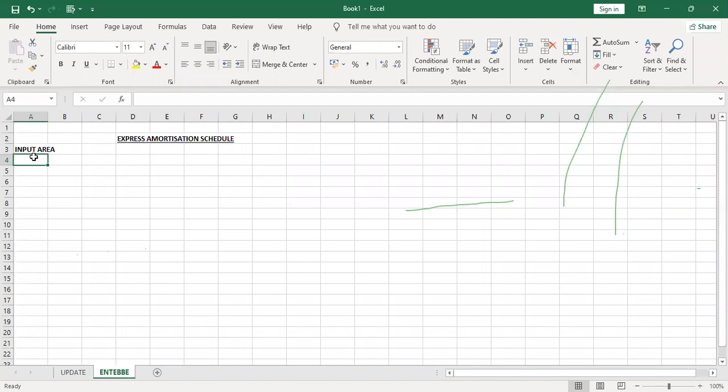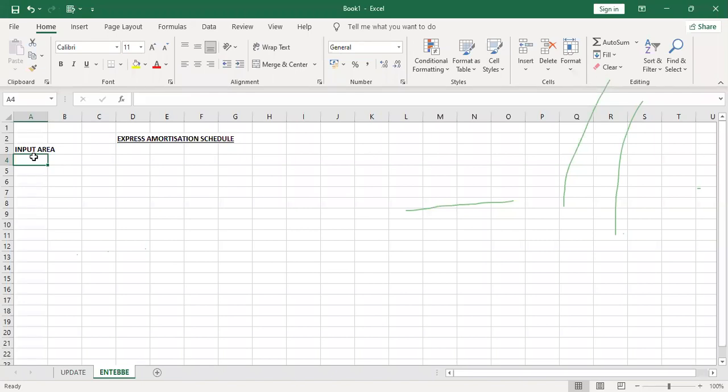Input area is supposed to help you summarize the information given to you from the document. Today it is a question, but tomorrow the finance manager will give you a project document. So you're supposed to summarize that information from the project document.